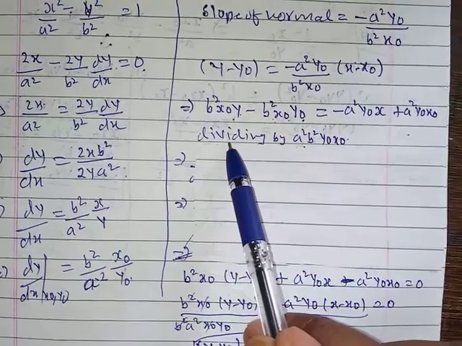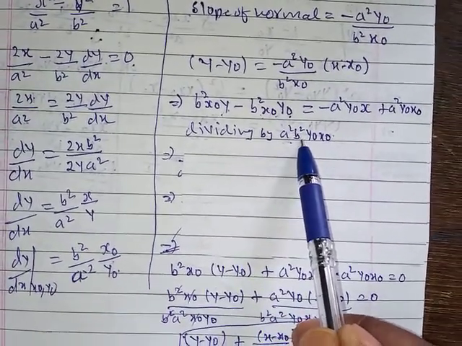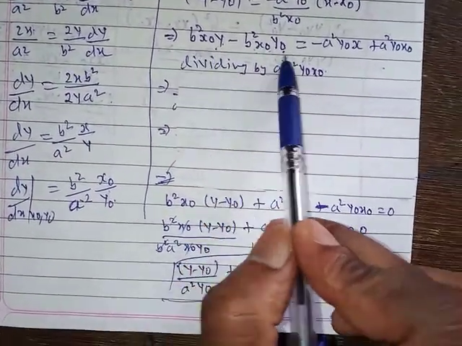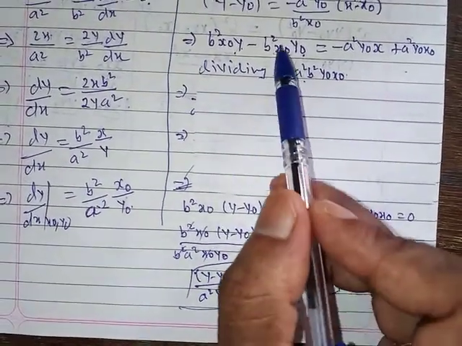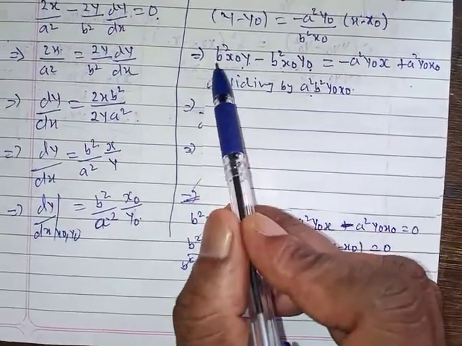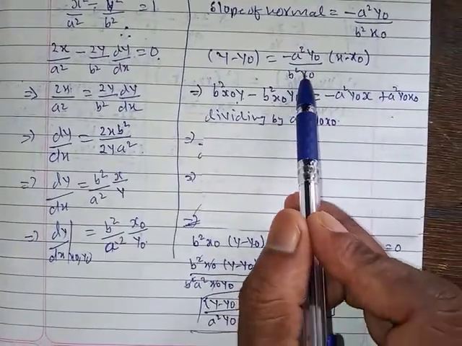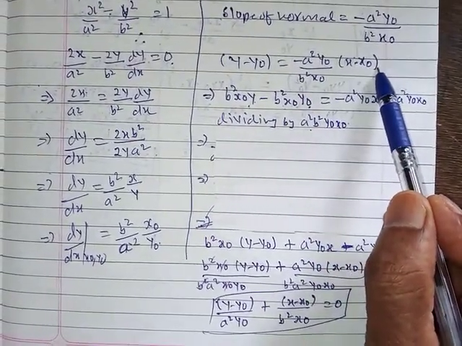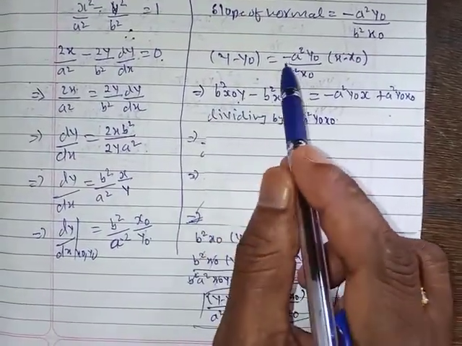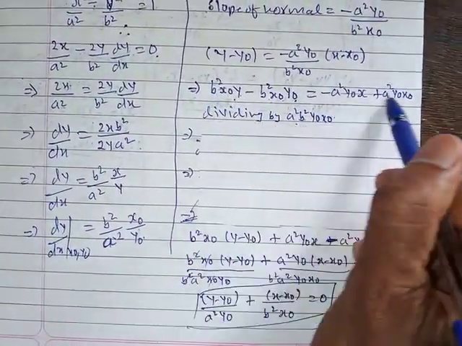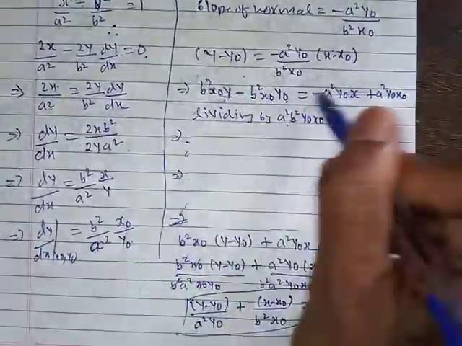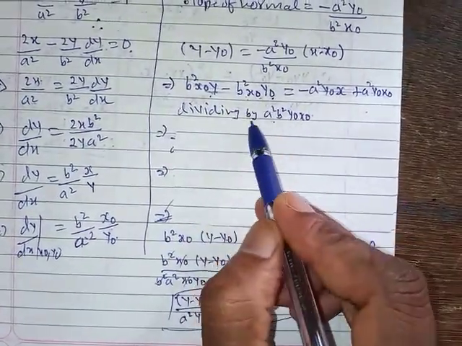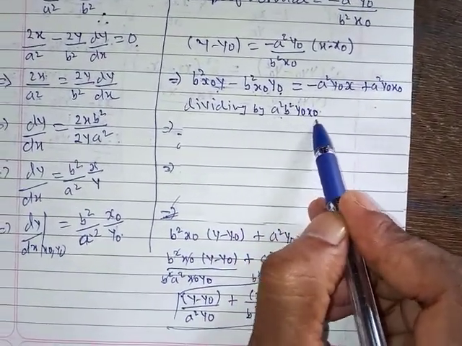Now this is dividing by a square b square y0 x0. After taking common, first you take common, yes, after multiplying with this. Okay, just multiply, so you'll get y minus y0 and this will be x minus x0, is it? No need of multiplying inside, let it be like this. Just multiply here and divide it by a square b square x0 y0.